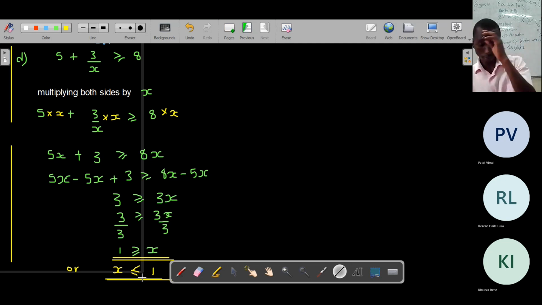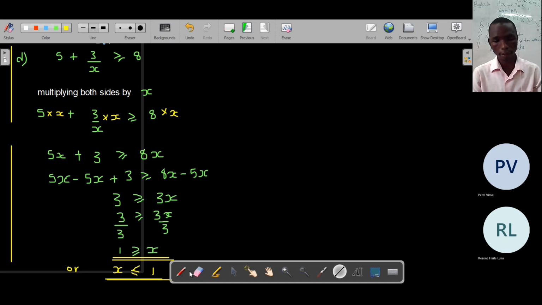If you interchange, if you make this x come this side and then 1 to the opposite side, then the sign also should change. 1 is greater than or equal to x. x is less than or equal to 1. Those two statements are the same. If I say I'm older than you, and another statement says you are younger than me, they are the same.